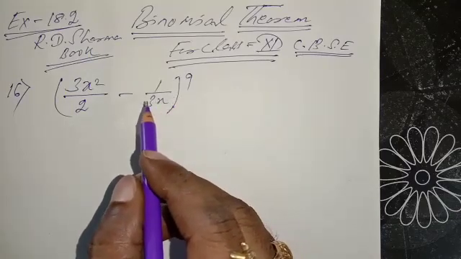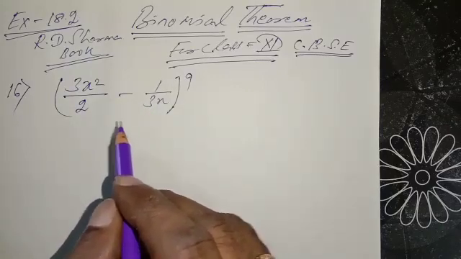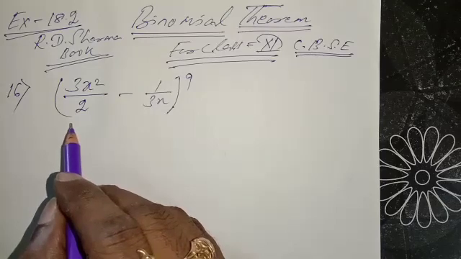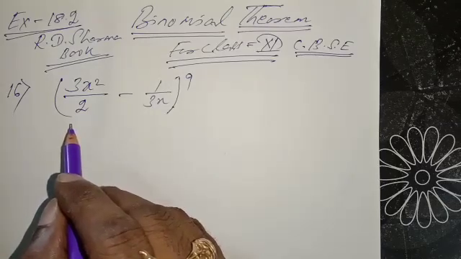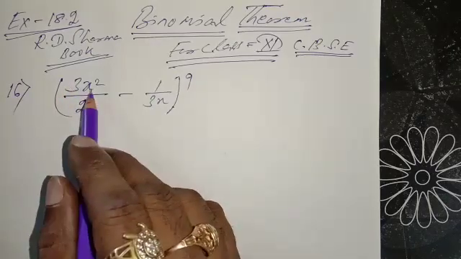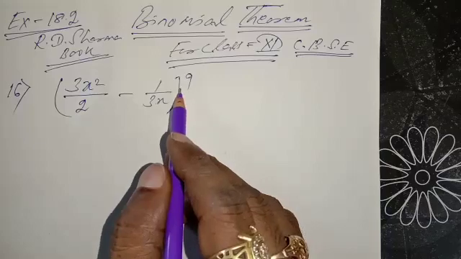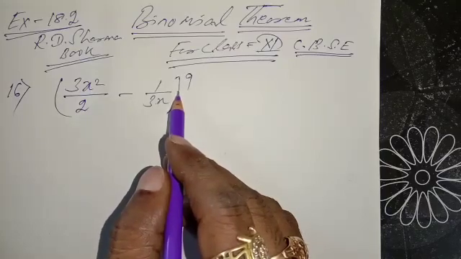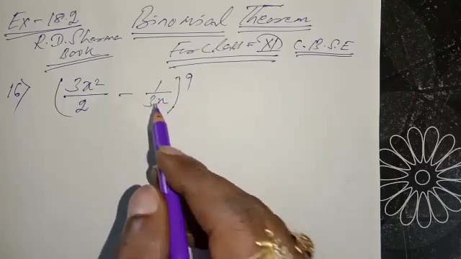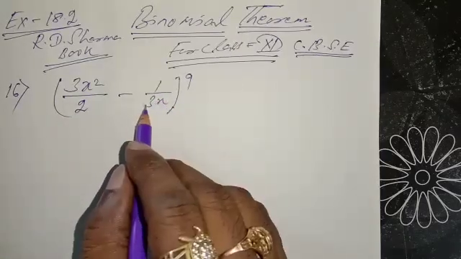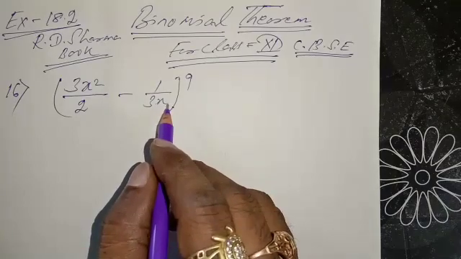The book is R.D. Sharma, exercise 18.2. I am taking question number 16. You have to find out the term independent of x in the expansion of (3x²/2 − 1/(3x))⁹. In this expansion, we have to find which term is independent of x.